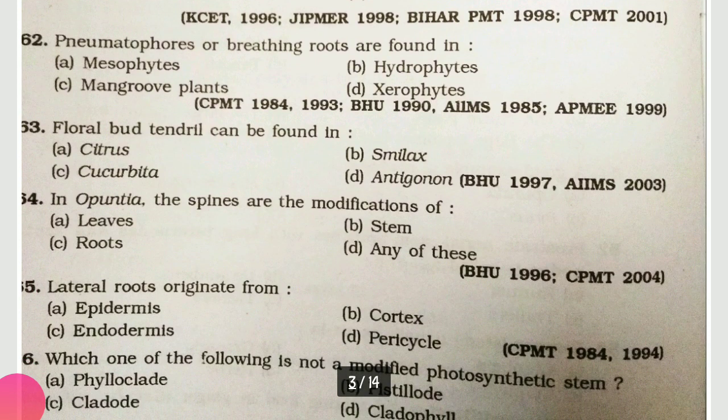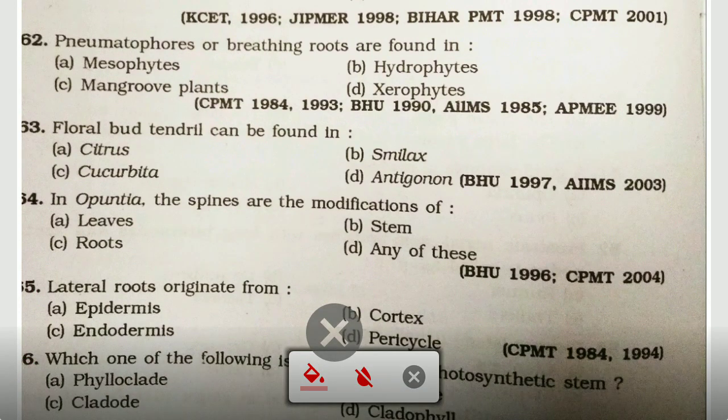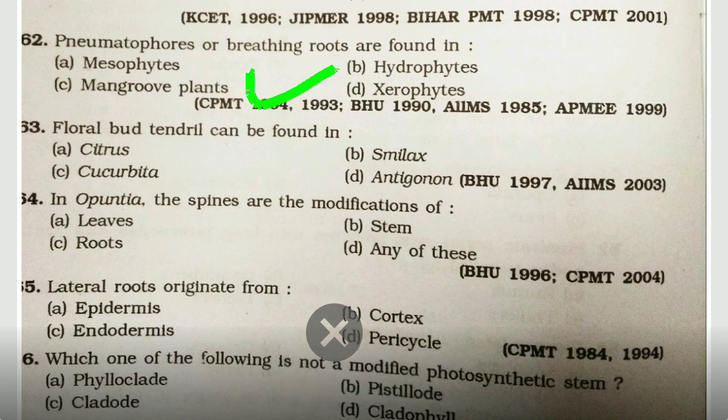Pneumatophores or breathing roots are found in, just now we have discussed in the saline area, so it will be mangrove plants. And you can see how many times it has been asked in examination. I have selected the questions which have already been asked in the examination, and it is a kind of set. Okay, so it will make you understand how much time you are utilizing for a particular question. So without wasting time, let's start with the next question.